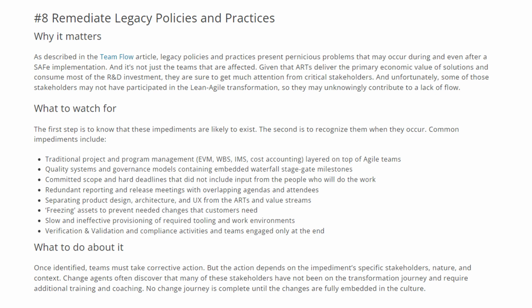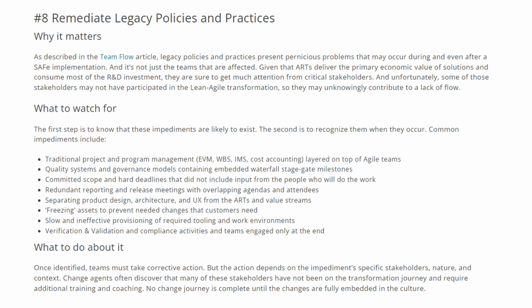And unfortunately, some of those stakeholders may not have participated in the lean agile transformation, so they may unknowingly contribute to a lack of flow. So, what to watch out for? The first step is to know these impediments are likely to exist. The second is to recognize them when they occur.